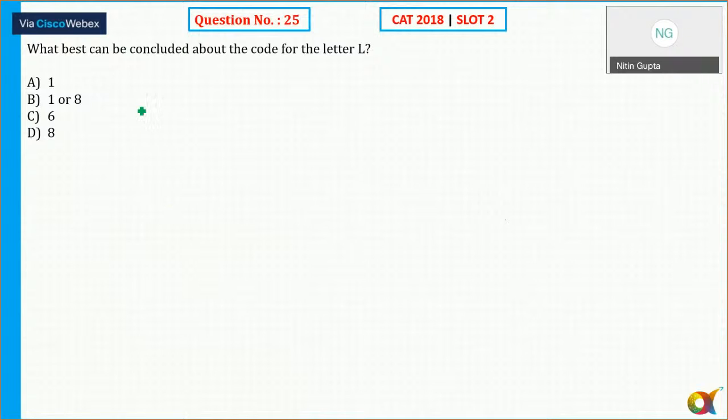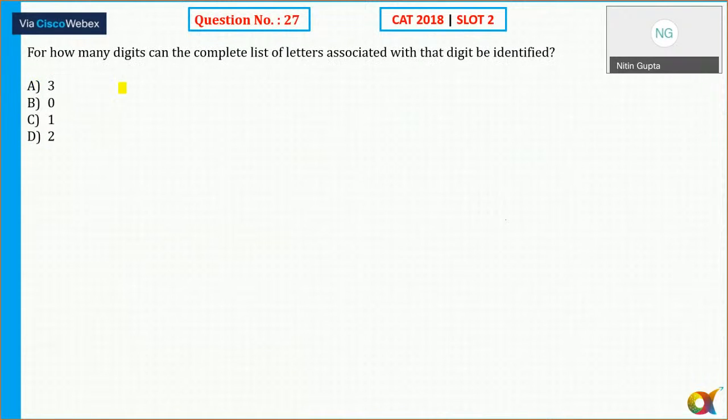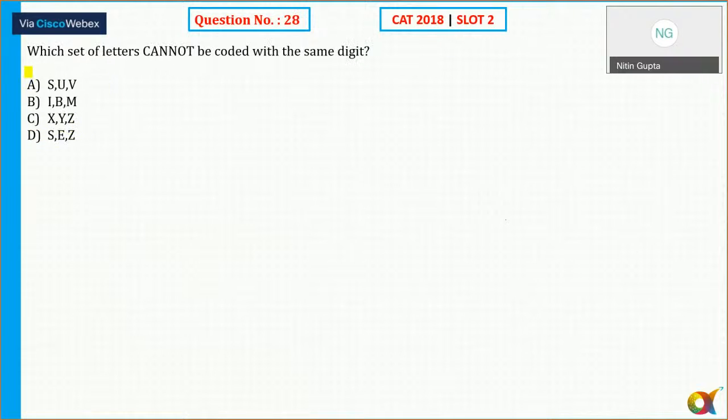The answer to this is option A. For question number 25, the answer is option number A. Okay. For question number 26, the answer is D. For question number 27, the answer is D. And for question number 28, the answer is A.